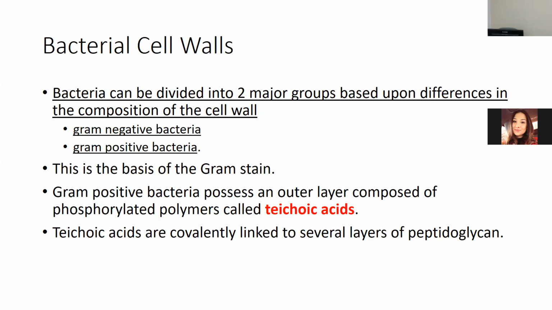Another common term: the gram positive also is composed of this phosphorylated polymer known as teichoic acid. You see again the gram stain is these teichoic acids. They're linked to the peptidoglycan layer. So we're going to see a picture if you don't remember it from intro.